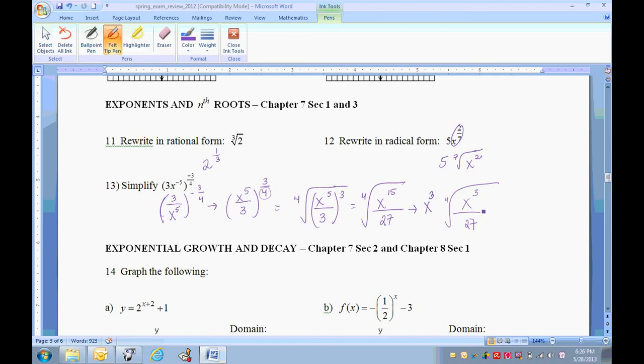Okay, now what I can go ahead and do is multiply the top and the bottom by the 4th root of 3. Because the 4th root of 3 is what we need to rationalize the 27. So here we go. When we do that, we're left with, on the top, x cubed times the 4th root of 3x squared over 3. Okay, so that is your final answer to number 13.